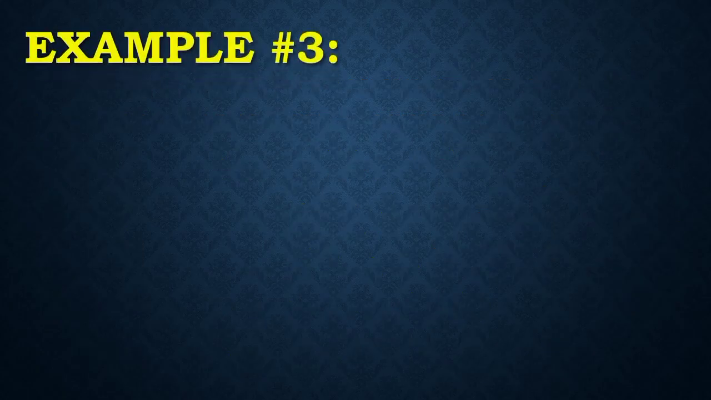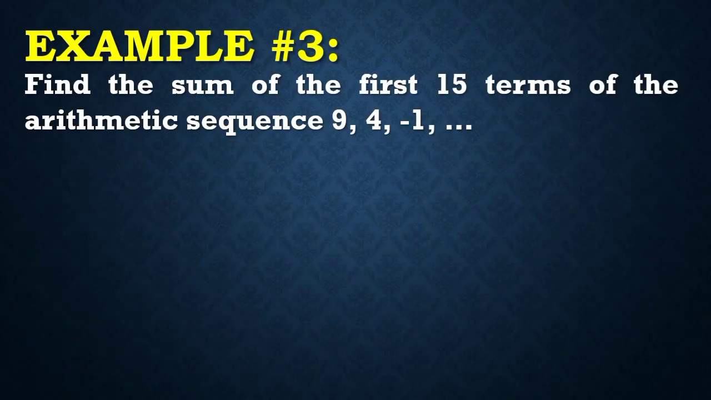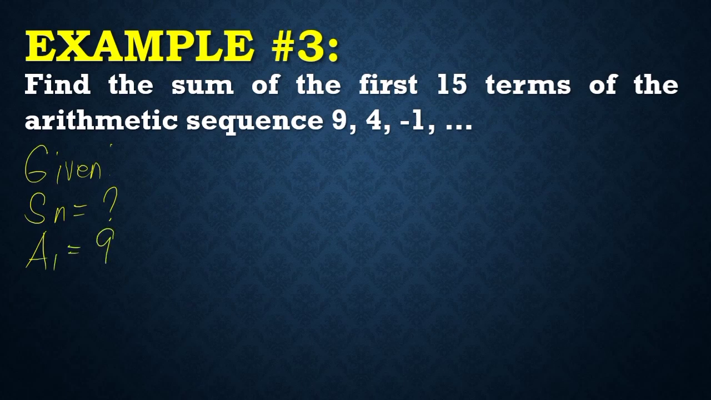So for example number 3, find the sum of the first 15 terms of the arithmetic sequence 9, 4, negative 1, and so on. So let's identify the given. S sub n is our unknown. A sub 1, the first term, is 9, and then d, so we will subtract 9 from 4, that is negative 5. And then n natin is 15, since we're looking for the sum of the first 15 terms.